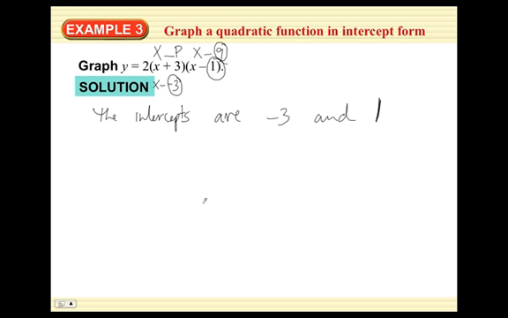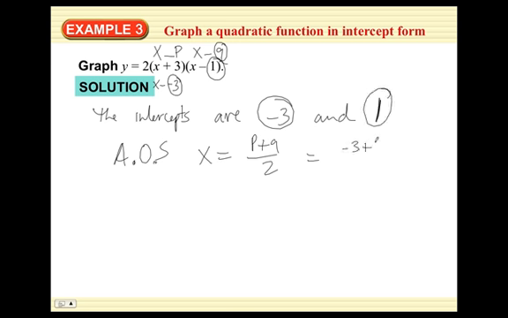Write that down first. Next, what can we get from these intercepts? We can get the axis of symmetry. You just have to remember this. X equals p plus q all over 2. Let's put them in. P is negative 3. Q is 1. Negative 3 plus 1 all over 2 equals negative 2 over 2, which equals negative 1. Axis of symmetry is x equals negative 1. So far on our graph, we could find the vertex. We're going to find the vertex in a moment.